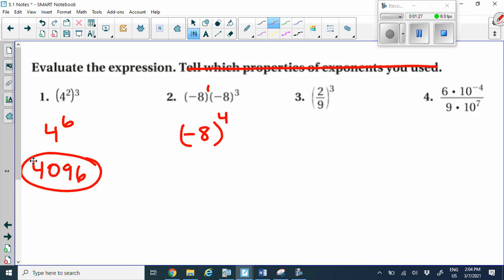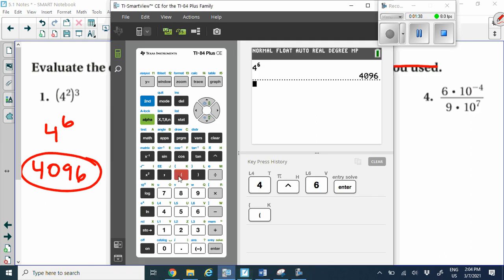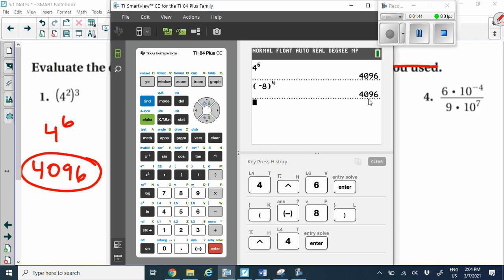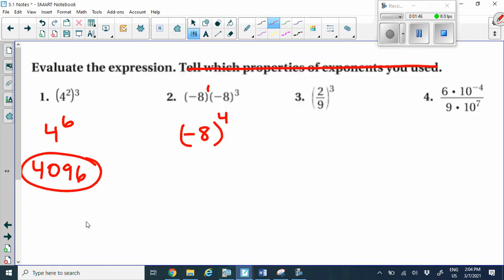So be careful, especially with numbers, that you don't multiply the bases when they are exactly the same. Now, I just plug this into my calculator. Don't forget the parentheses, because if you don't do negative 8 in parentheses, when you take it to that power, you will not get the right answer. So we get positive 4,096.